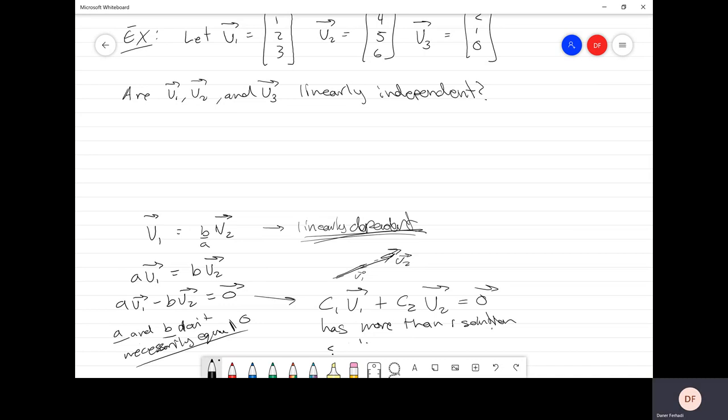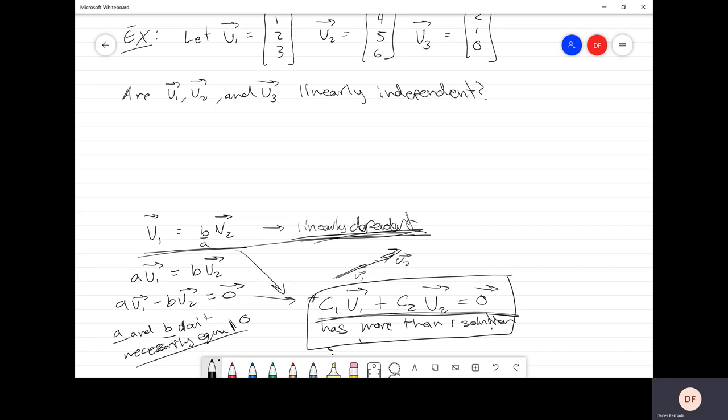Okay, well, that gives me an idea then. This definition of linear dependence pretty much implies that this statement has to be true about this vector equation: if this has more than one solution, then these two vectors are linearly dependent.